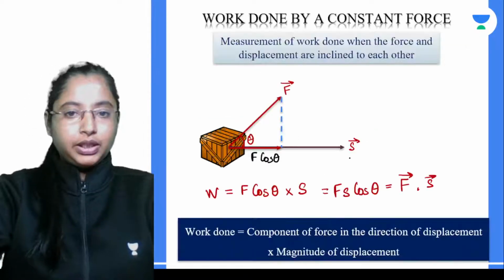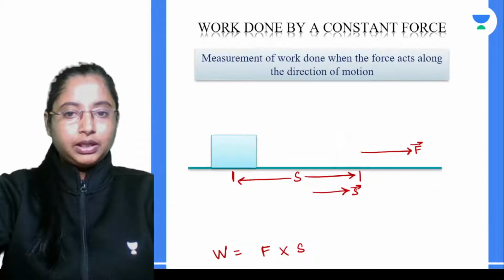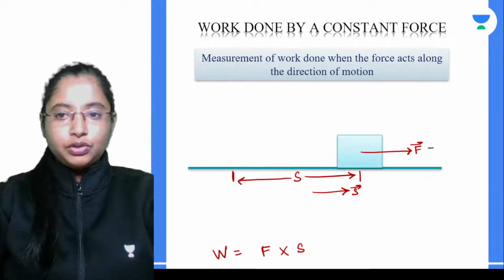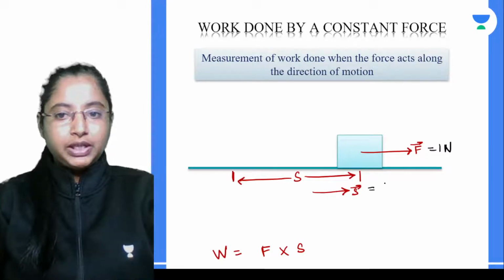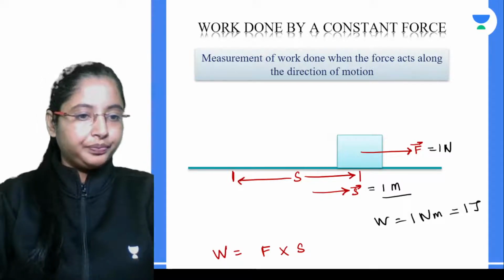In this case, you are applying a force. Let's say the force applied is around 1 Newton. For the 1 Newton force applied, the object got displaced through about 1 meter. Then the work done will be 1 Newton meter, or in other words, this 1 Newton meter is equal to 1 joule.